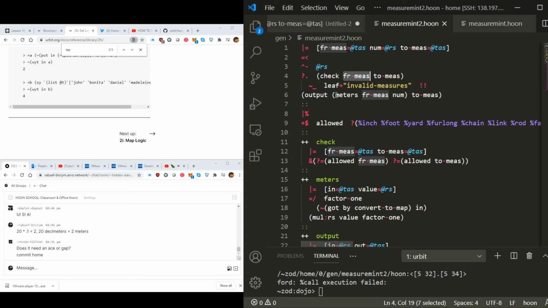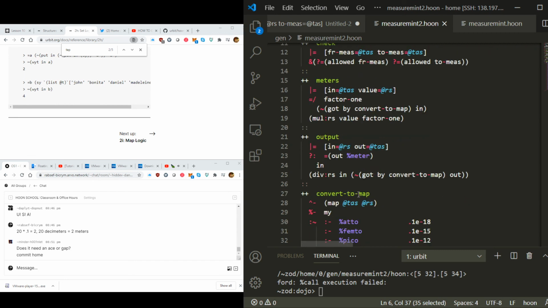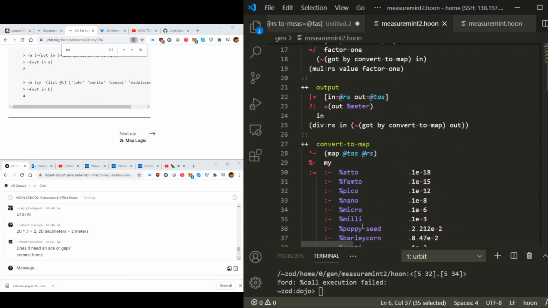Okay, but that's the long and the short of what we're doing here. Just to run through it one more time. We are getting our measurement in, our value in PATRS notation, our measurement out. We are checking to make sure both of those are valid against this list here. If they are not, we give an error message. If they are, we convert the first one and its value, these guys here, into meters. We then convert the meters into the destination measurement. That's all contained within this core, those arms here. And lastly, we have a map of conversion factors here.